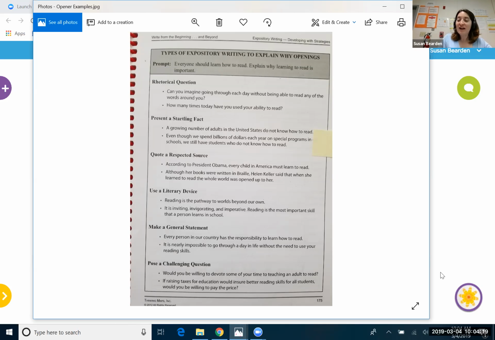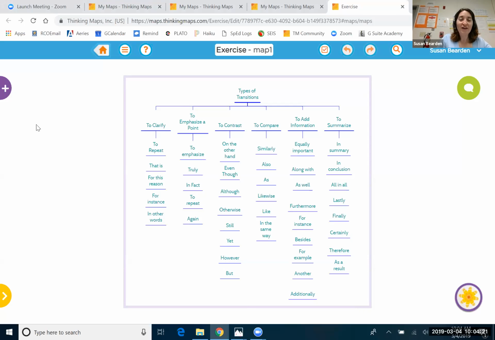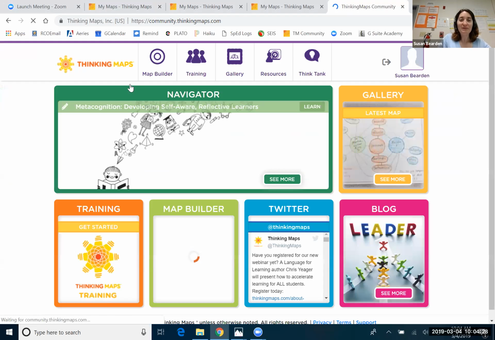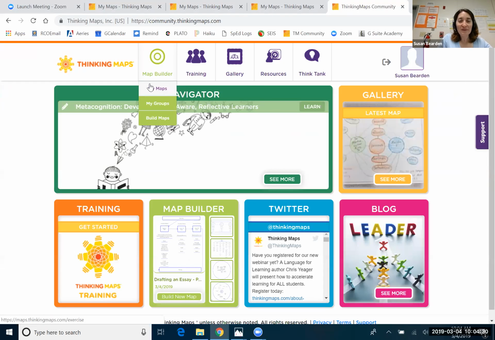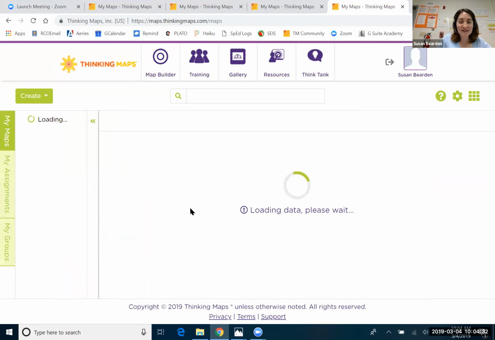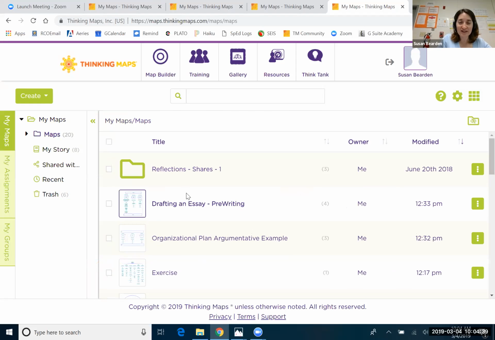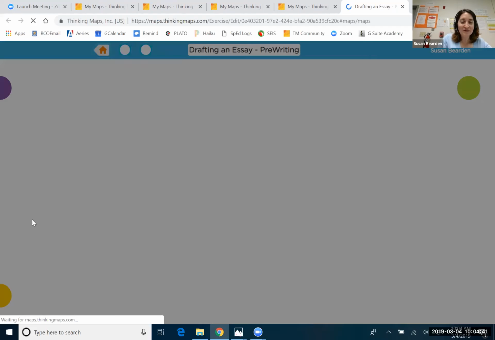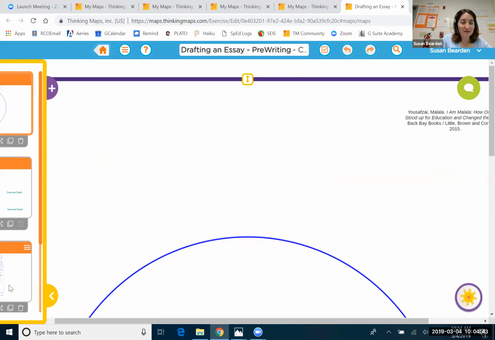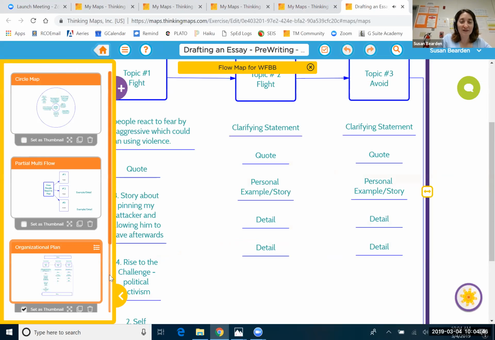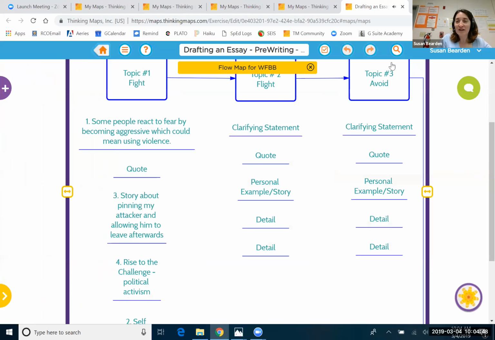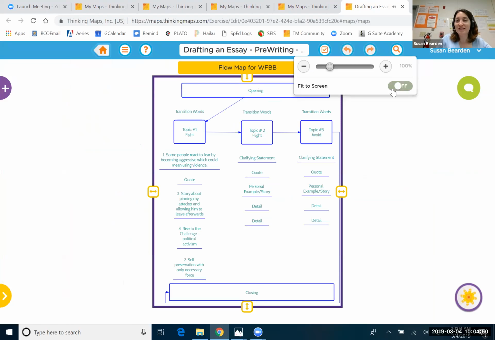And then, ladies and gentlemen, I would also like you to go back and fill in those transition words. So let's take a look. I want to make sure you guys know where this goes on your organizational plan. So I'm going to go back to that one. All right, hang on, guys, just one moment. Going back to my maps. Sorry, somewhat slow internet here. There we go, drafting, pre-writing. Okay, so now I want to see the organizational plan. Here we go. Okay, and I'm going to make this small so you can see the whole thing.